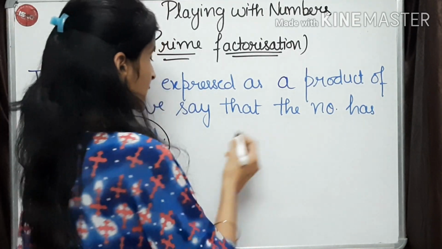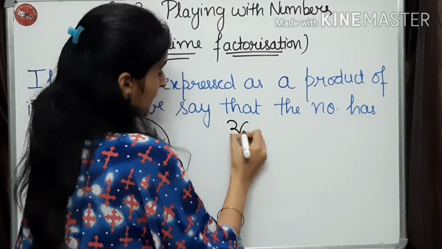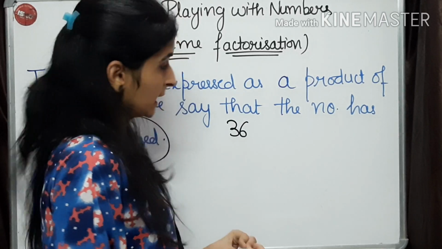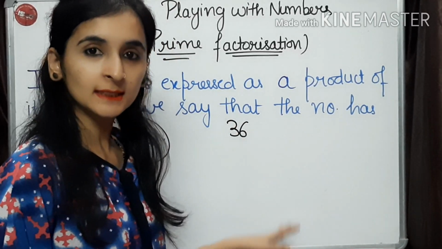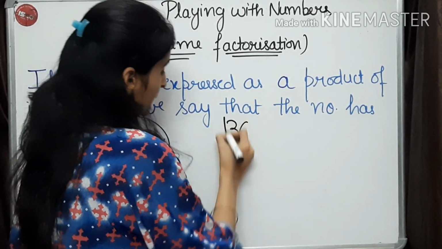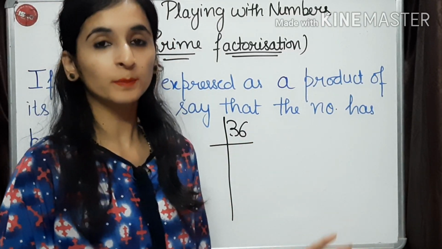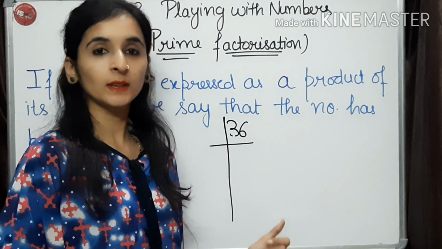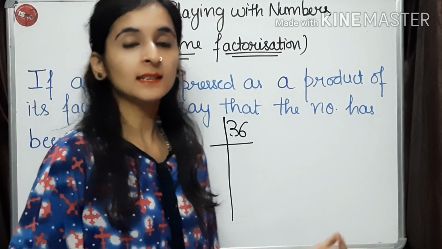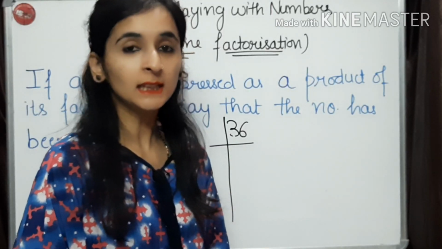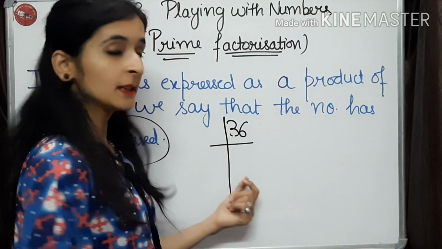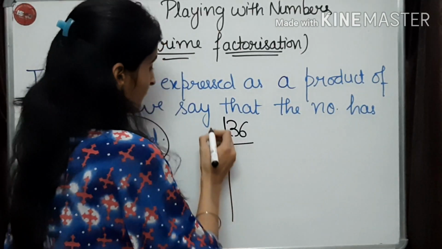Let us take one example. Suppose I am taking 36. How will we prime factorize this number? There are two methods to do prime factorization. The first one is the division method and the second one is the factor tree method. So I am taking the division method first.